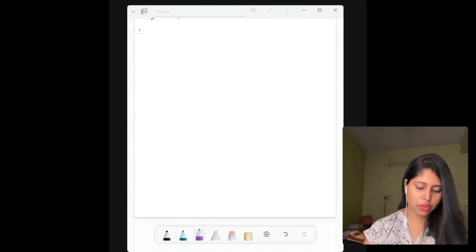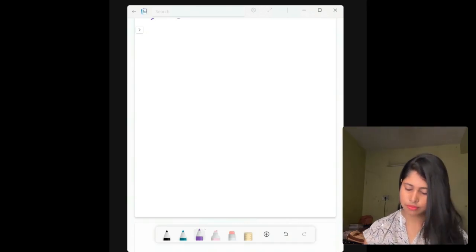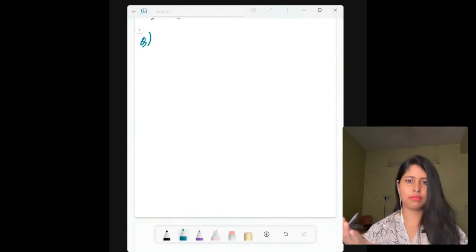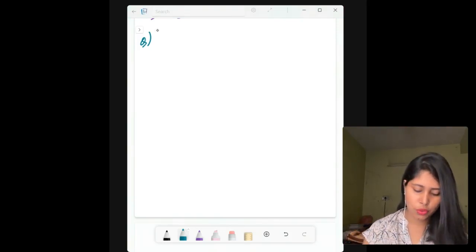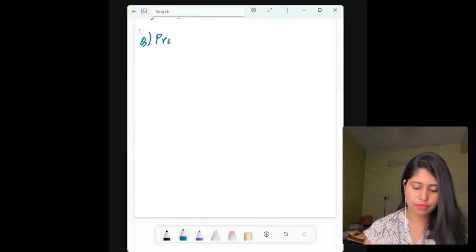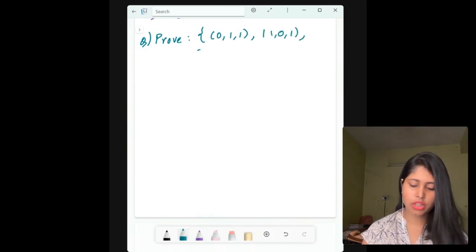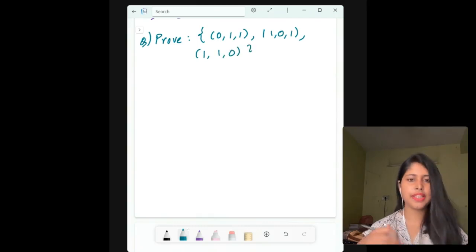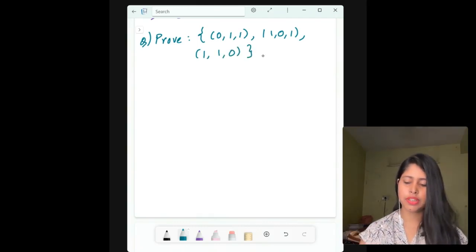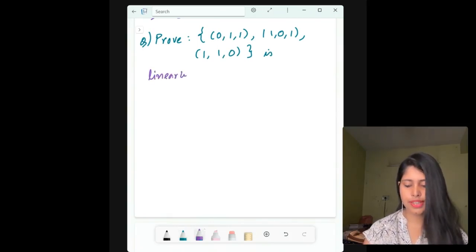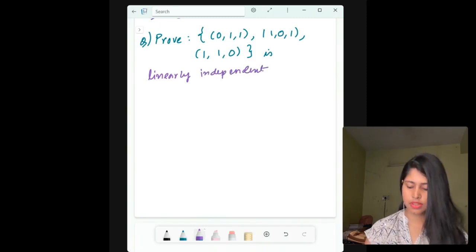Okay, here the question is, let me write it. Question number, I don't know, maybe I think this is question number 10. The previous one was question number 9. So yes, prove that 0 comma 1 comma 1, 1 comma 0 comma 1, and then 1 comma 1 comma 0 is linearly independent in R3.